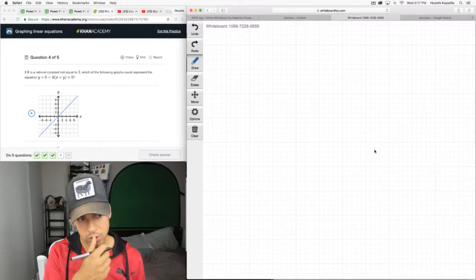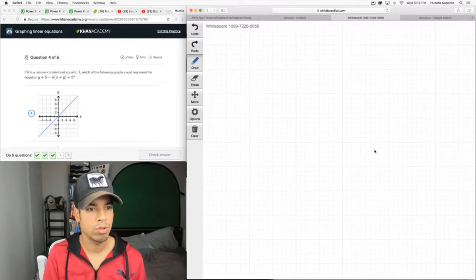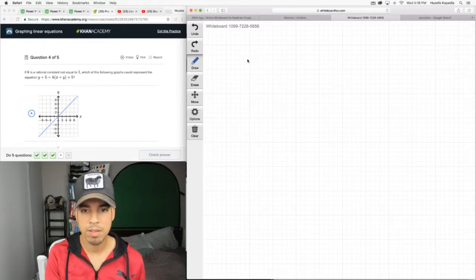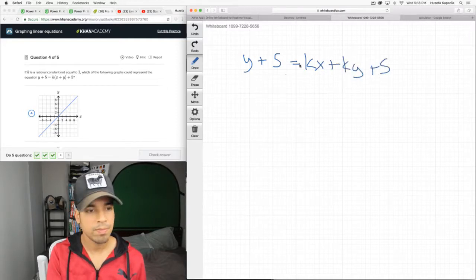It says k is a rational constant not equal to 1. Which of the following graphs could represent this guy? Again, I'm doing the same thing. This looks like a very complicated question, but if we apply that same principle, it's not going to be so bad. I'm going to distribute that k, and I'm going to make it kx plus ky plus 5.